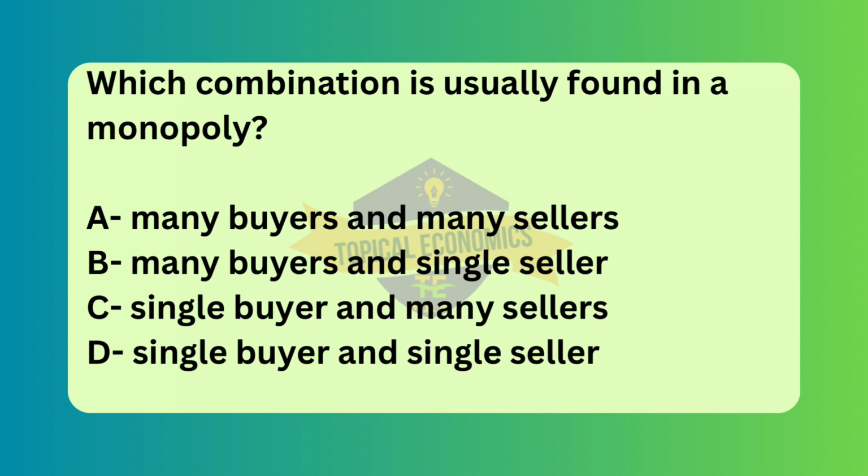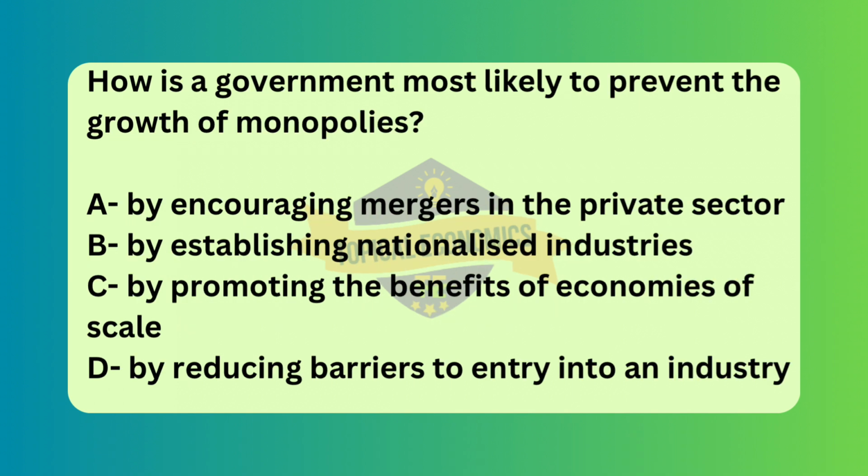In a monopoly, there is typically one seller, the monopolist, that dominates the market, and many buyers who purchase the product or service offered by that single seller. This gives the monopolist significant control over pricing and supply. Moving to eighth question. How is a government most likely to prevent the growth of monopolies?